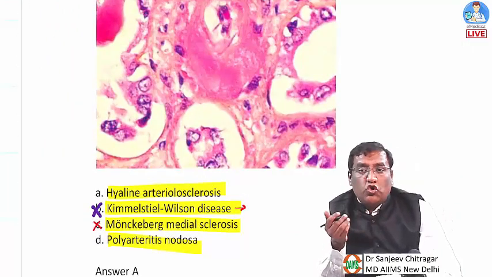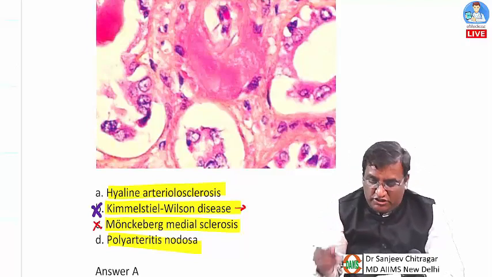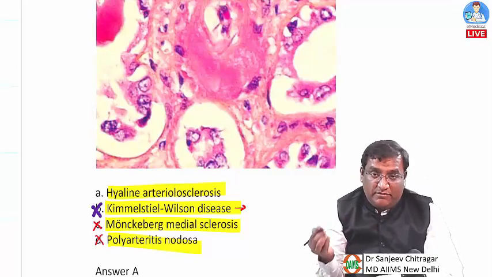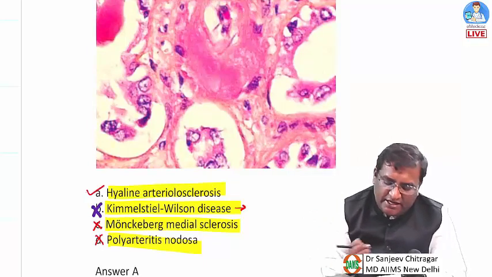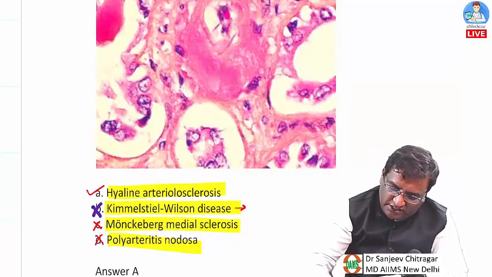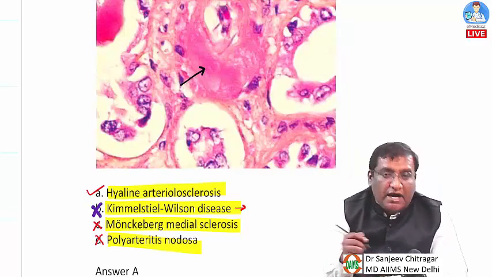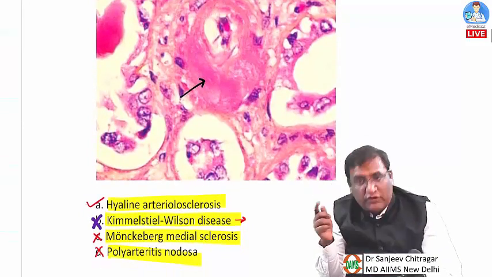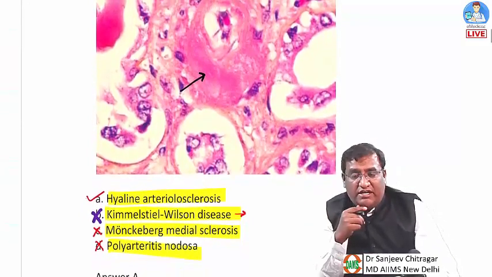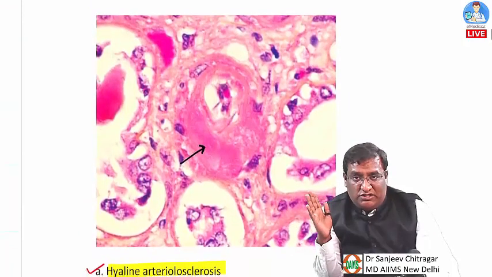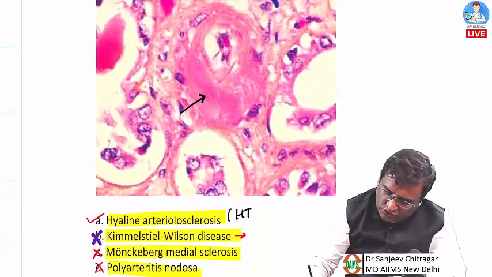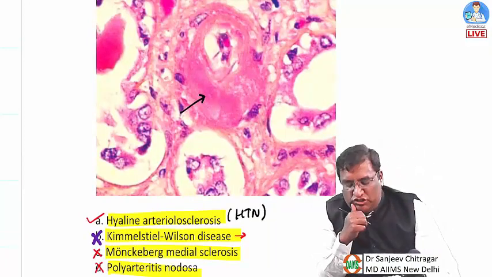It is not Monckeberg medial sclerosis, because usually that happens in old age, not at 50 years of age. Not polyarteritis nodosa, because it will be associated with hepatitis B. The answer is hyaline arteriosclerosis. What you are seeing here is pink material in the vessel wall. This is the hyaline material, hyaline arteriosclerosis. We only had to differentiate the KW lesion from hyaline arteriosclerosis here, because the history was given, and hyaline arteriosclerosis can be seen in hypertensive changes. So this is due to hypertension.